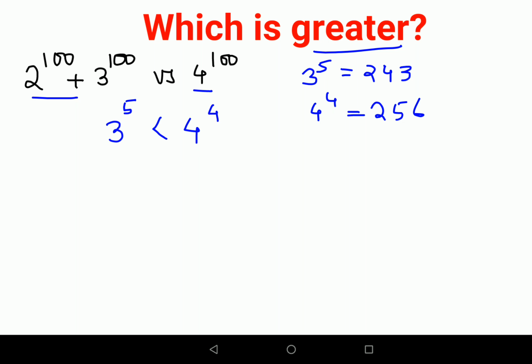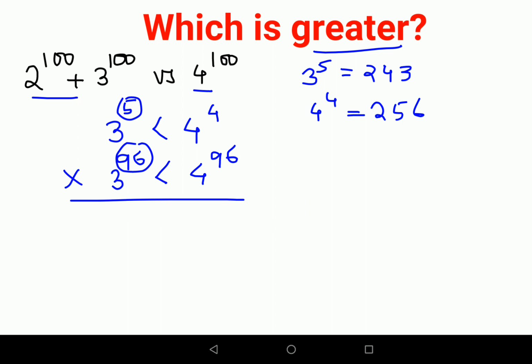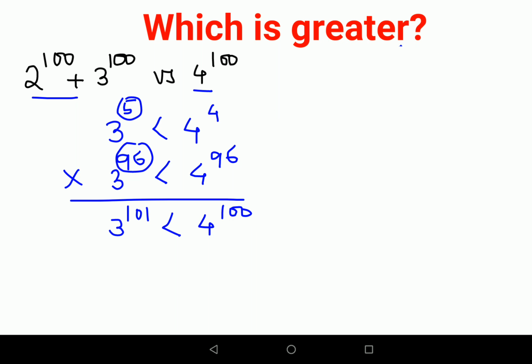So now let's try to make things equal to or close to 100. I can also say that 3 raised to 96 will be smaller than 4 raised to 96, right? And when I multiply these two, the indices get added. So 3 raised to 101 is smaller than 4 raised to 96 plus 4, which gets you 100. This is very important to understand, because from here your actual sum starts. We have understood that 3 raised to 101 is smaller than 4 raised to 100.